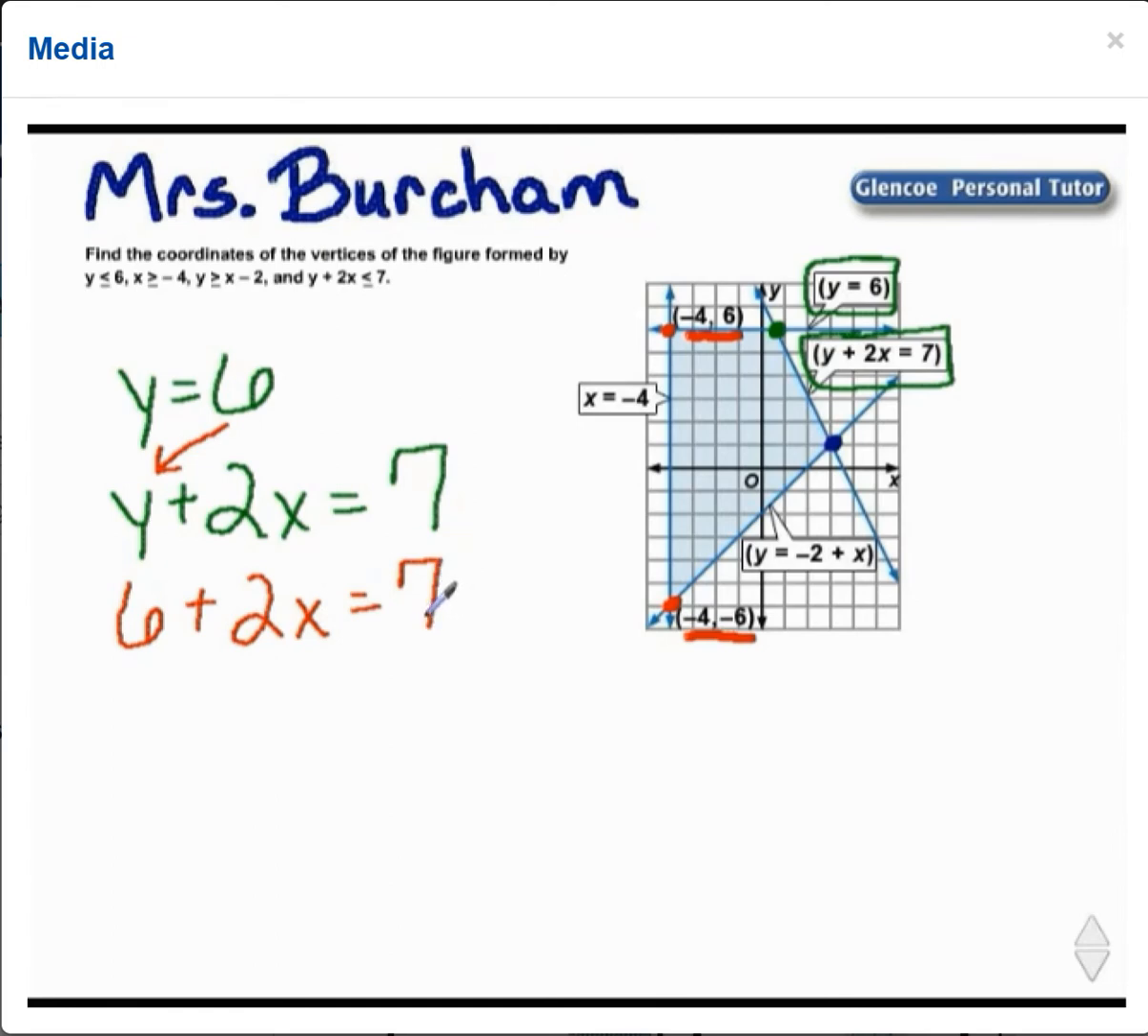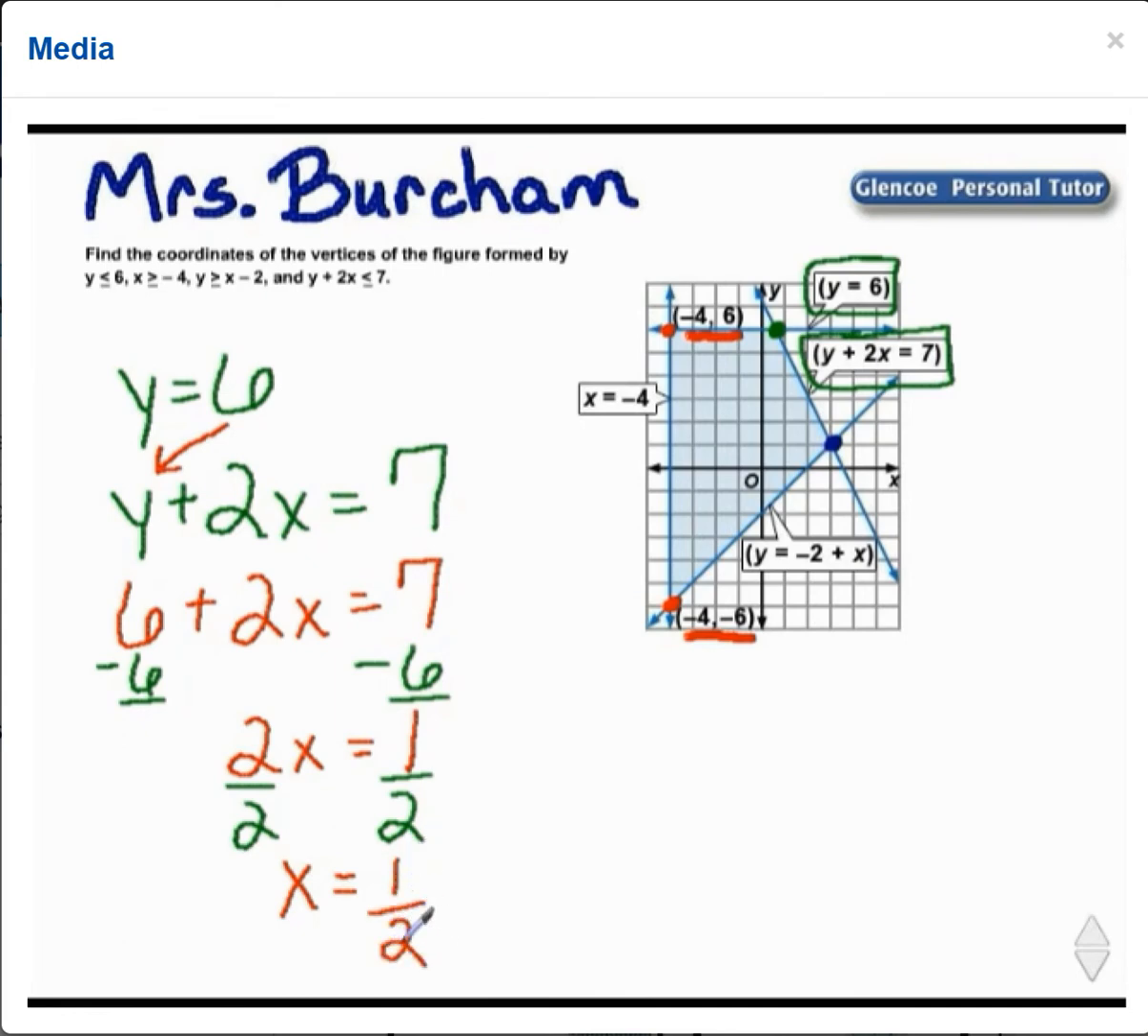Now all we have to do is solve for x. So we need to subtract 6 from both sides, and then we get 2x equals 1. Then we have to divide both sides by 2 to get the x by itself. So we get x equals a half.